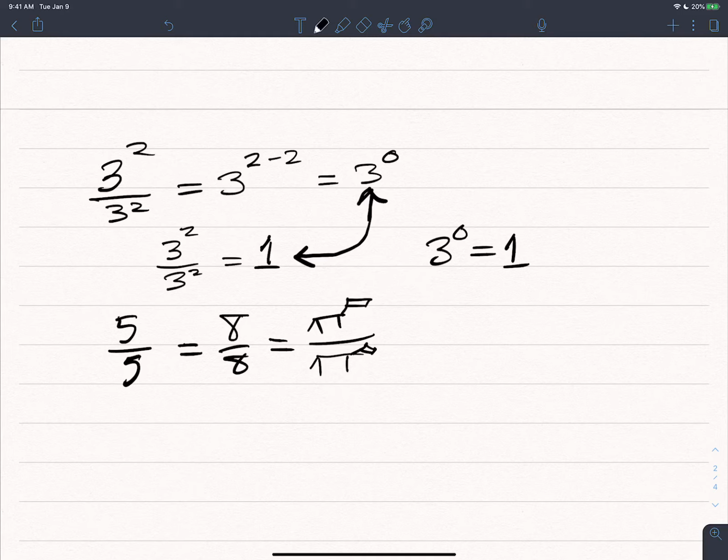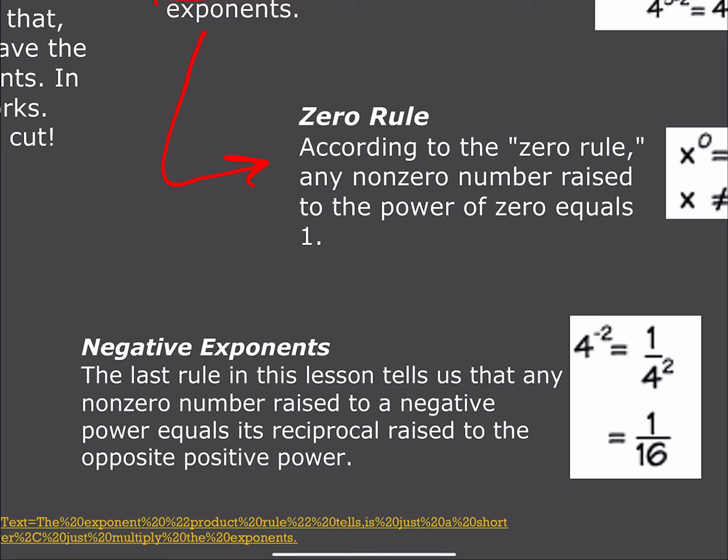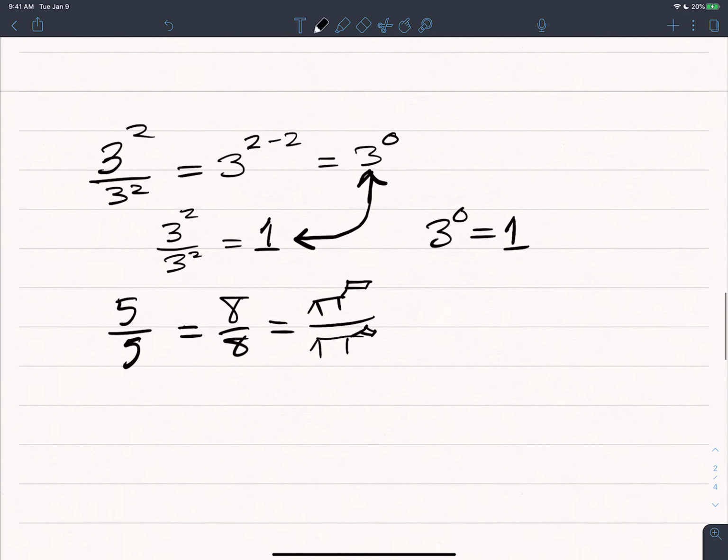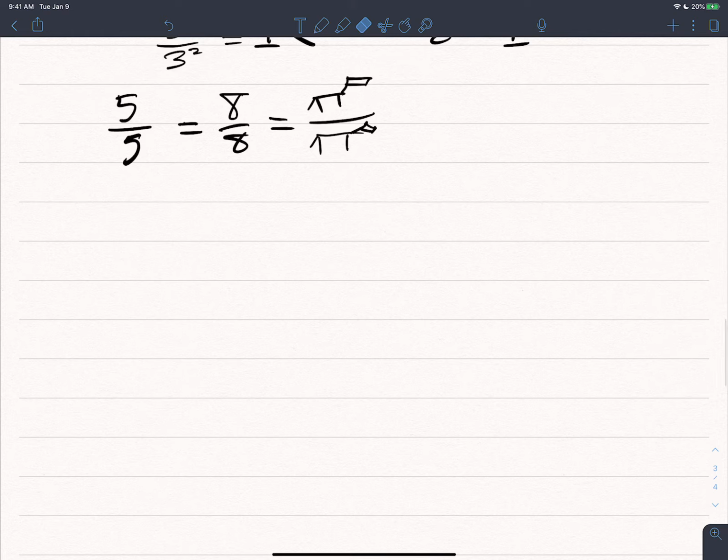Moving on, the last rule also comes from the quotient rule, and this is an explanation of what to do with a negative exponent. When we have a negative exponent, we're talking about something like 4 to the negative 2. I'm going to explain a couple of ways to look at this.